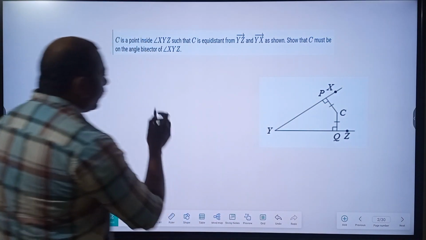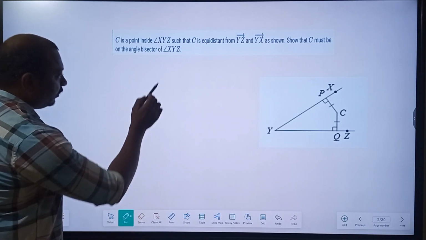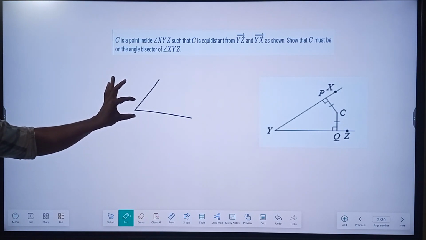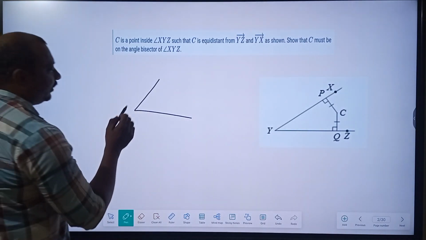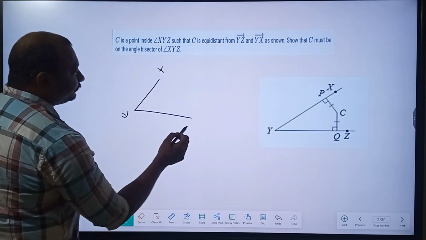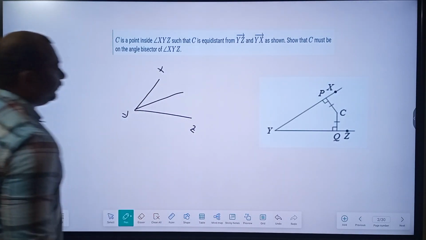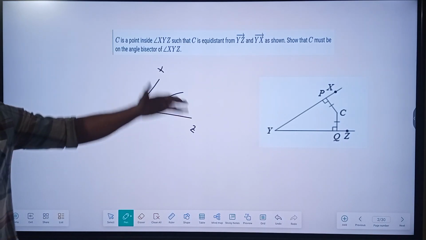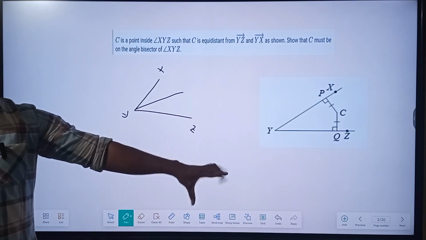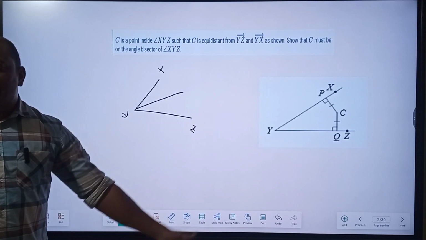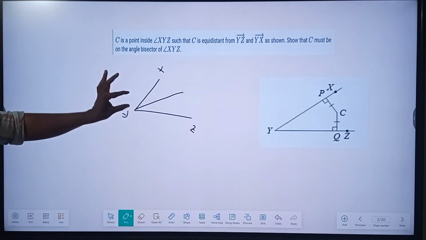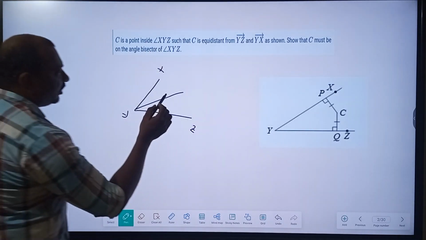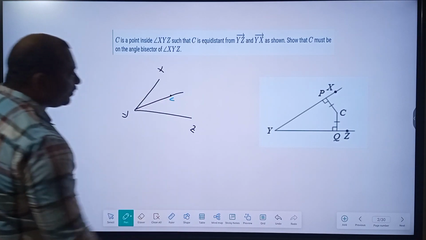What are they asking? What is the angle bisector? Angle bisector means it is the line which divides this angle into two parts equally. That is the angle bisector, nothing more. A normal bisector is the line which divides a segment into two equal parts. If it is perpendicular, that is called a perpendicular bisector. Here it is the line which bisects this angle into two equal parts, so it is called the angle bisector. Considering some point C on this line.